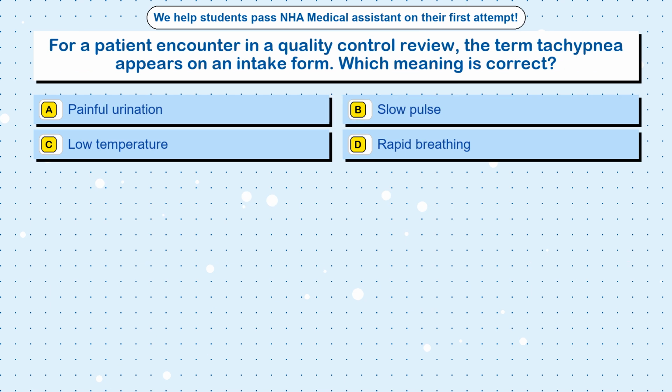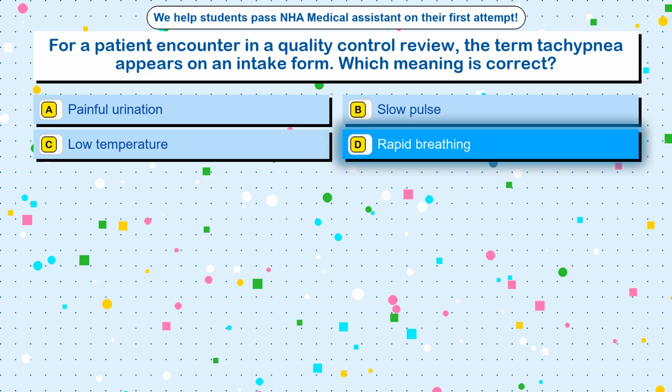Question 50. For a patient encounter in a quality control review, the term tachypnea appears on an intake form. Which meaning is correct? Option A, painful urination. Option B, slow pulse. Option C, low temperature. Option D, rapid breathing. The correct answer is option D, rapid breathing.